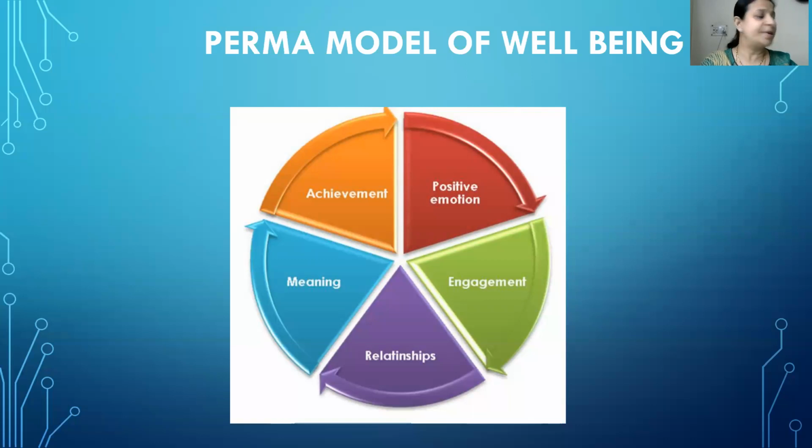E in the PERMA model stands for engagement, which uplifts our curiosity and builds on our strength. People feel most happy when they are participating in activities which they really love, when you really lose track of time when you are doing these kinds of activities.